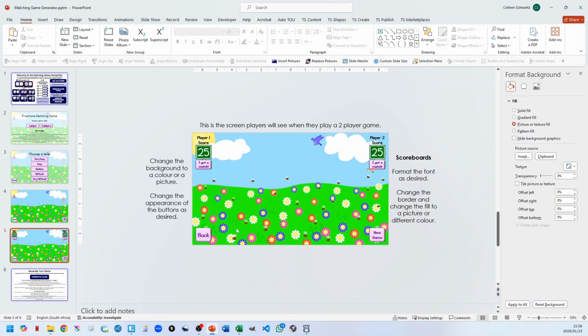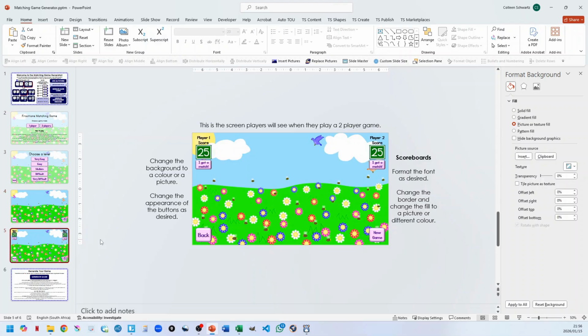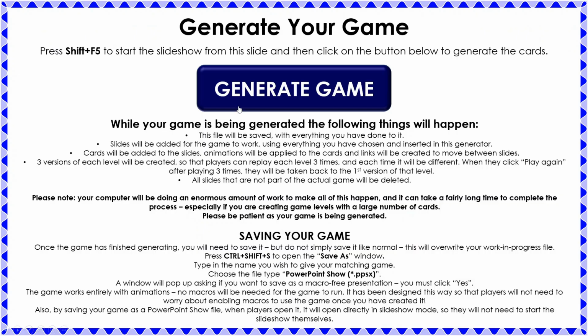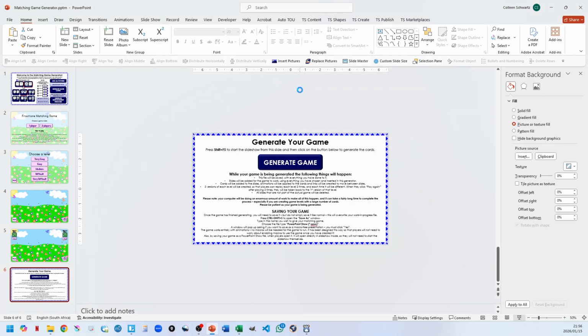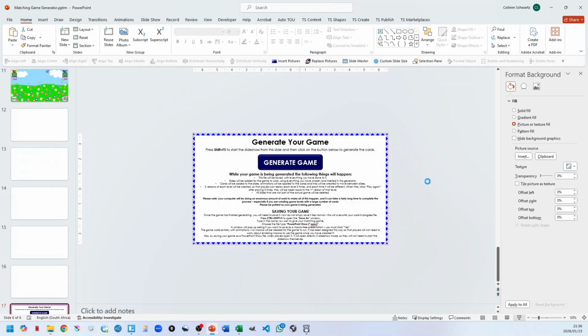Okay, so once you've got the design all looking how you want it, and you're happy with the design of your game, you're happy with how everything looks, then you're going to go over here and you're going to generate your game. So to generate your game, you need to go and start the slideshow again and click on the button to generate. Now, while it's busy generating, a lot is going to be happening. So let me just quickly talk you through what is actually happening here.